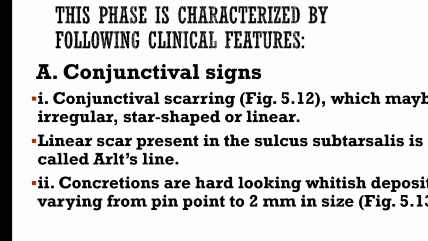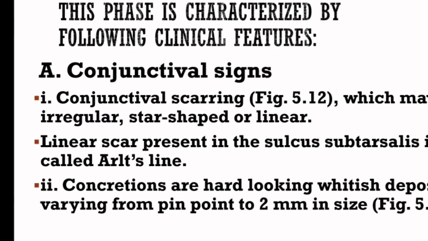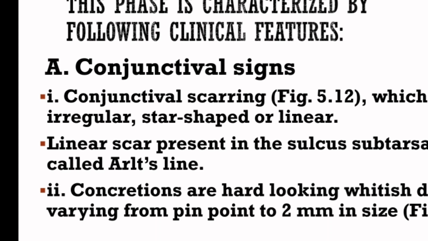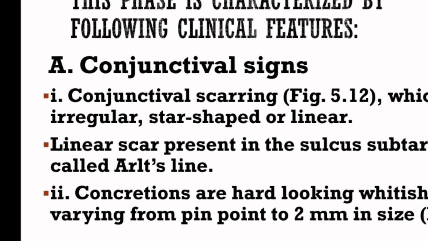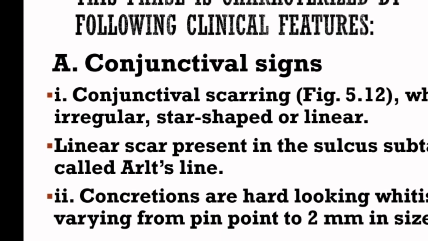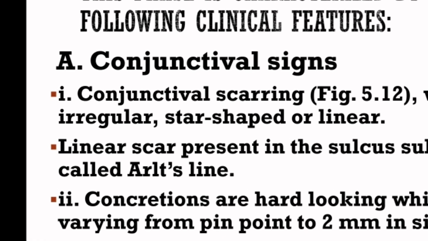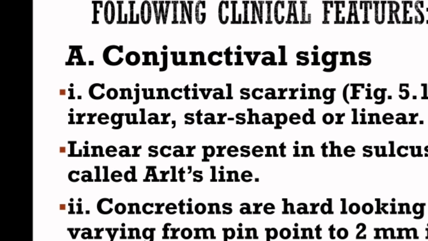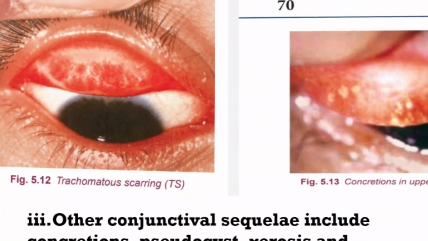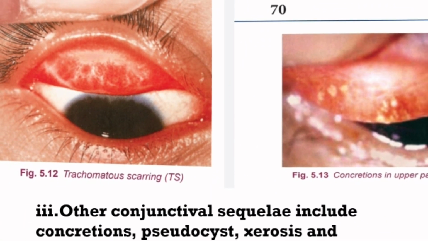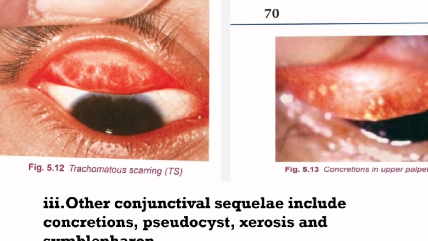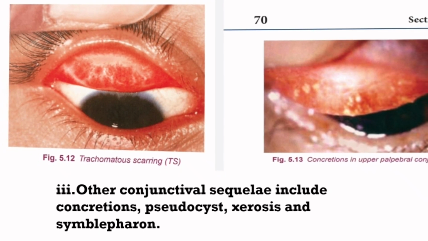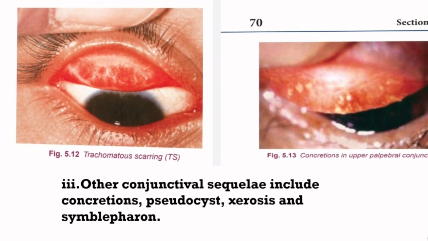Phase 2 clinical features. A. Conjunctival signs. In that, first one is conjunctival scarring, which may be irregular, star-shaped or linear. Linear scar present in the sulcus subtarsalis is called Arlt's line. Second, concretions are hard-looking whitish deposits varying from pinpoint to 2 mm in size. Other conjunctival sequelae include pseudocyst, xerosis, and symblepharon. In this picture, you can see trachomatous scarring and concretions in upper palpebral conjunctiva.